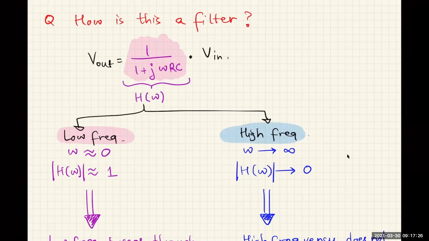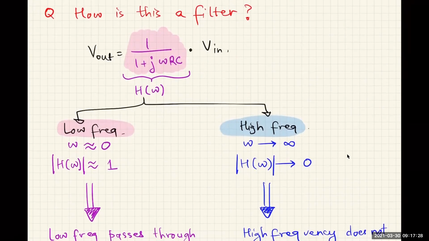Now let's see how this acts as a filter. This is the multiplication factor, or the gain of the system, and I'm working with the same example of the RC circuit that I looked at before. If you change that circuit by a little bit, move things around, then this multiplication factor, this H of omega, will be different, obviously, right?